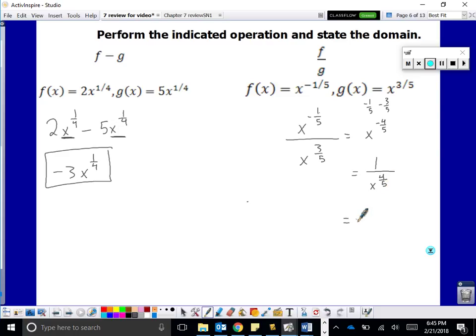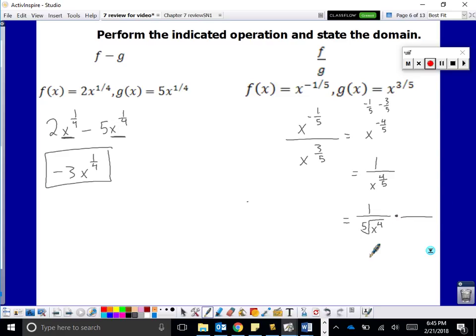Now, we have to be careful here, because if this was in radical notation, this would be 1 over the 5th root of x to the 4th. We never want a radical on the bottom. I only have a 1 on top, so I can't do any simplifying. So this is where we talk about having to rationalize.